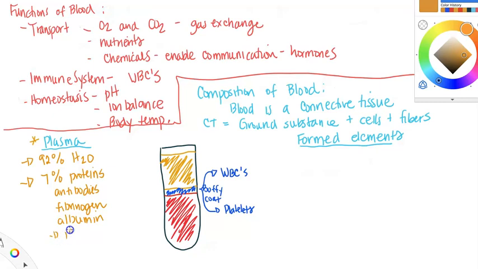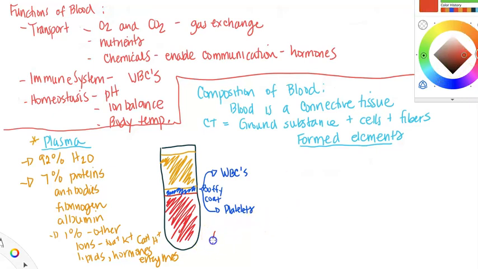And then about 1% is just other things. So ions, sodium, potassium, calcium, hydrogen, things like that. Lipids, hormones, enzymes. So all those things can be found in plasma, in the blood.